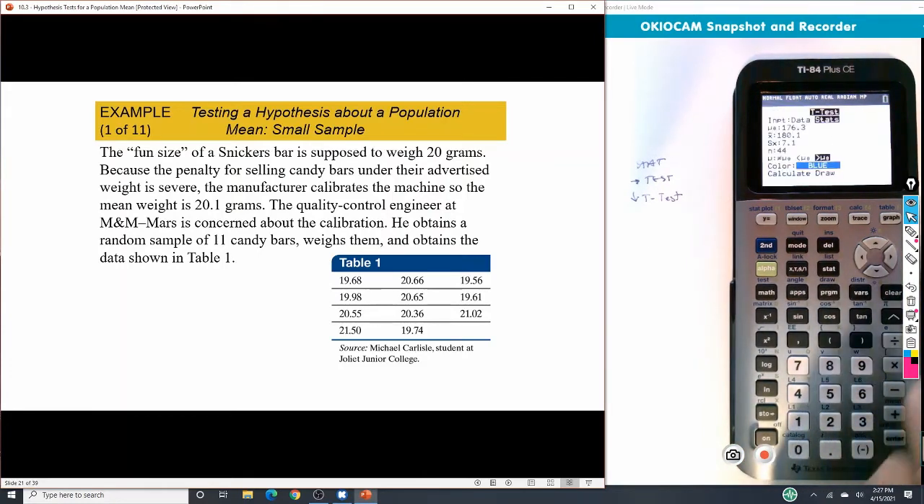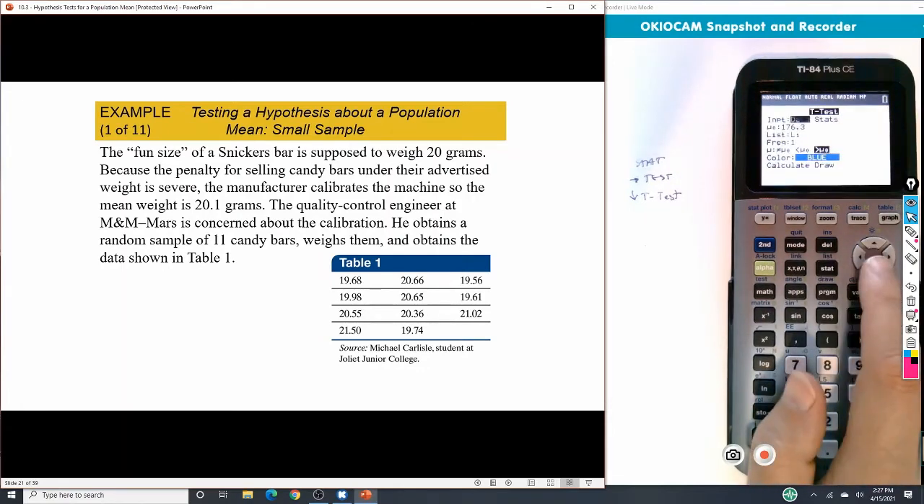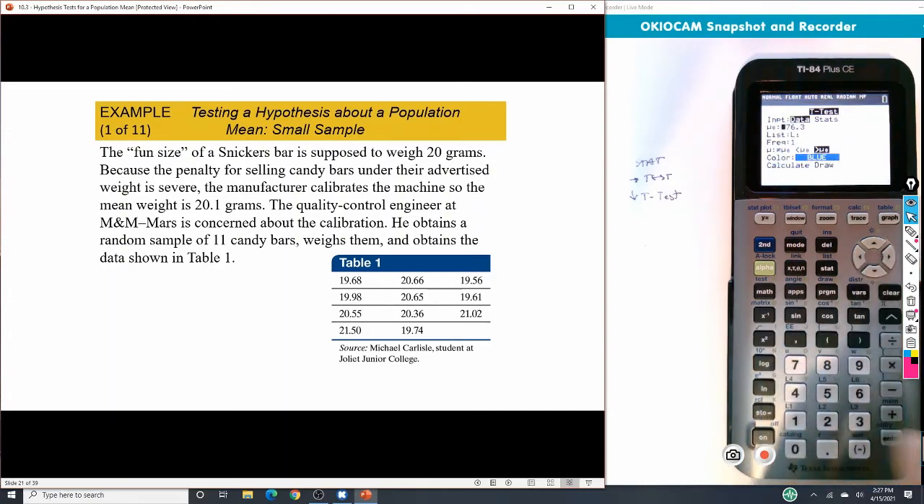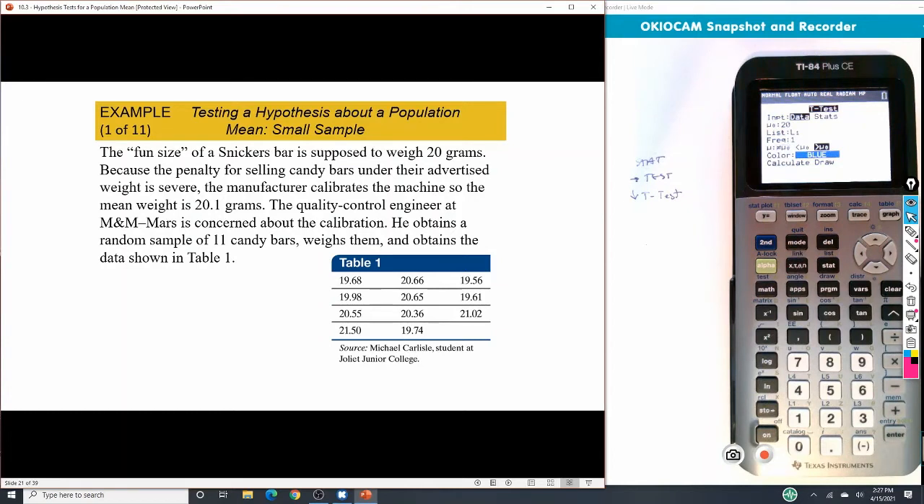So we're going to select the data for those. Now we're going to compare this here. It says it calibrates, so it's supposed to weigh 20 grams, right? So 20 is what it's supposed to weigh for those. All right. And so our frequency is 1 on those pieces, okay?